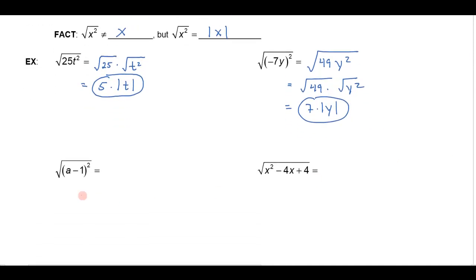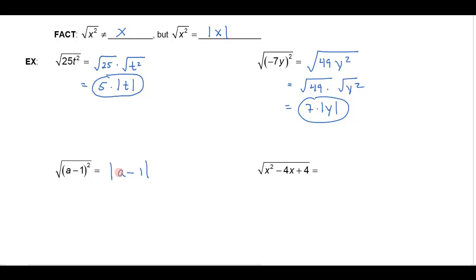Let's do another one. If I had the square root of a minus 1 squared, well, the square root is going to kind of undo that square, but you have to put absolute values around the a minus 1. Again, just imagine if a was equal to, say, a negative 3. If a was a negative 3, you'd get negative 3 minus 1 is negative 4 for this part. You'd square it, that would give you 16. The square root of 16 would be a positive 4.